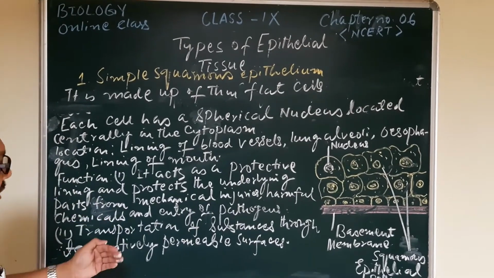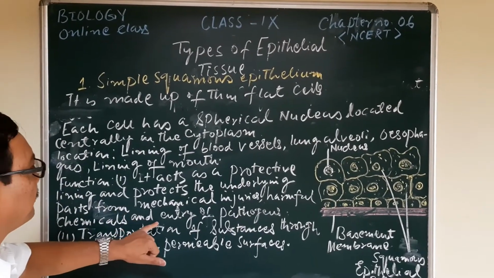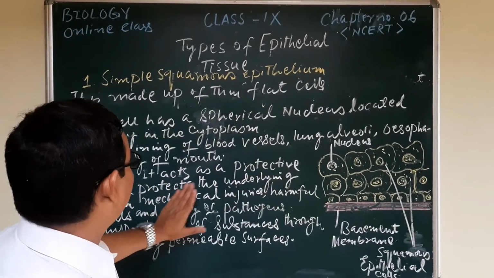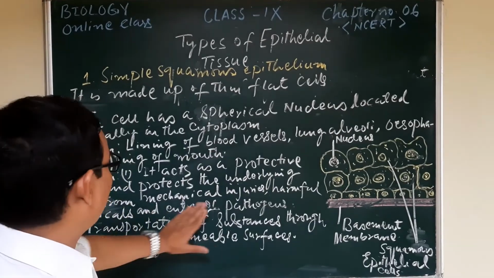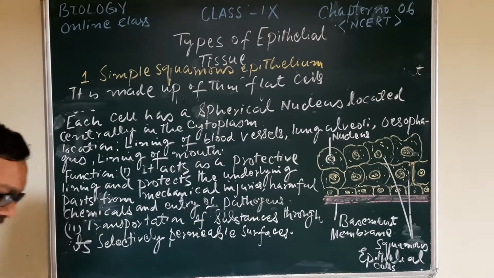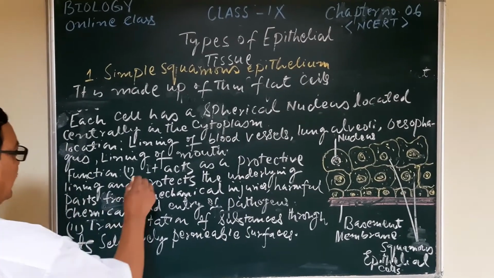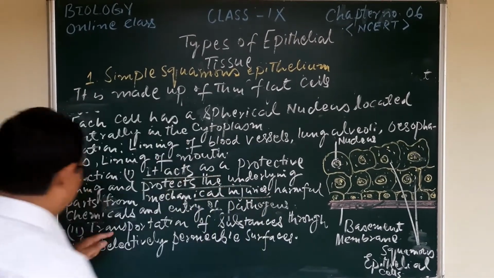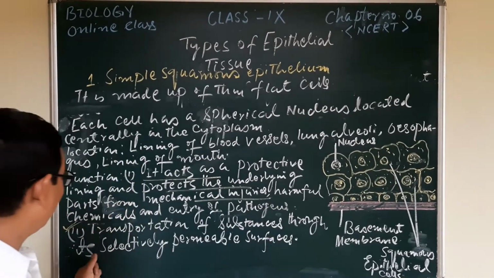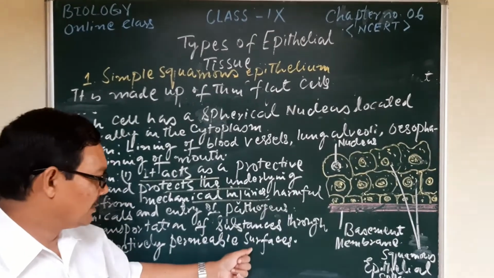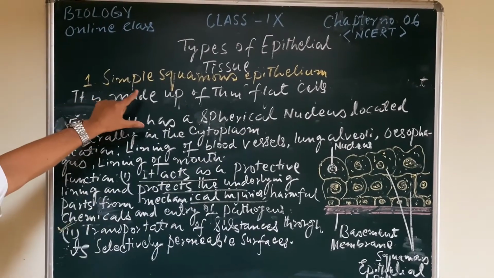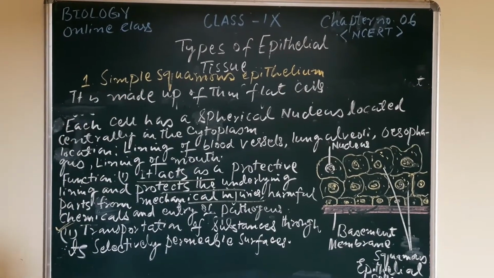What are the important functions? Number one, as you have seen here, it acts as a protective lining and protects the underlying parts from mechanical injuries, harmful chemicals and entry of pathogens. This is the first function. And the second one is the transportation of substances through its selectively permeable surfaces. So this is a brief note on the simple squamous epithelium.